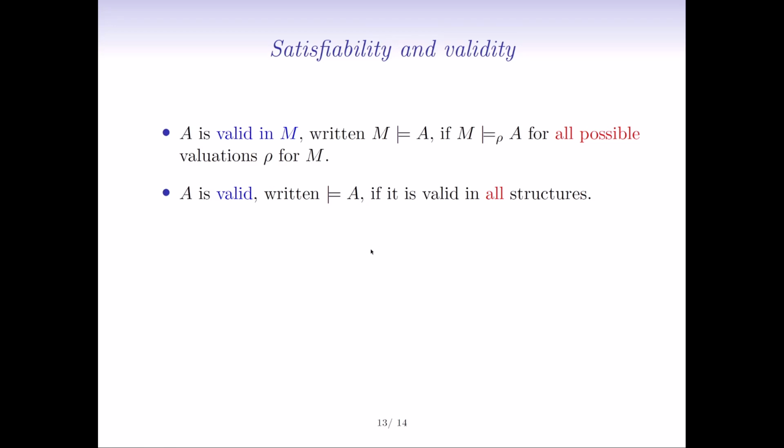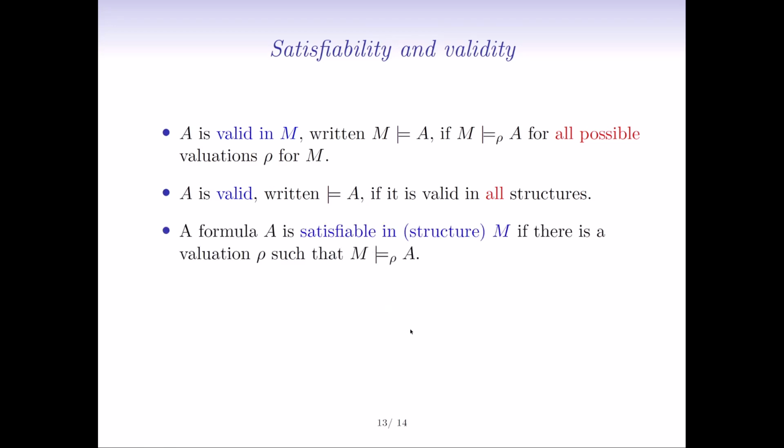And the same is true for satisfiability. A formula becomes satisfiable in the structure M if there's at least some way of making it true. In other words, there's at least one valuation rho such that M and rho satisfy A. And the formula A is said to be just satisfiable if there's just some structure in which it becomes true. So it's satisfiable if there's at least some way of interpreting the functions and predicates and some way of interpreting the variables such that the formula comes out true relative to that chosen interpretation.